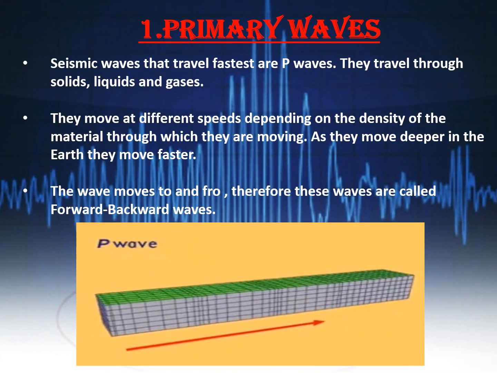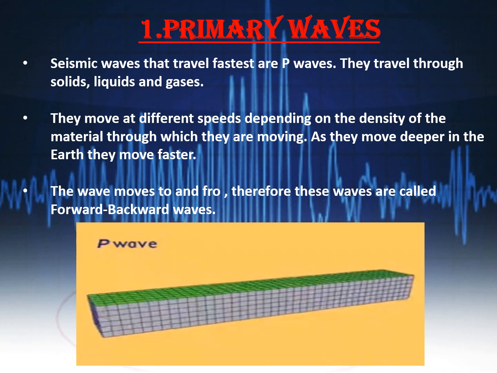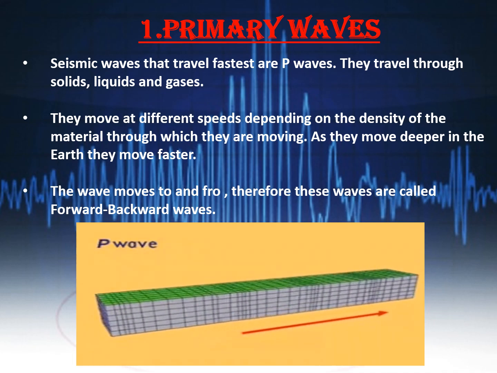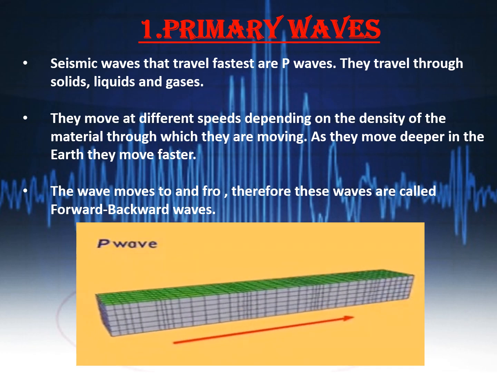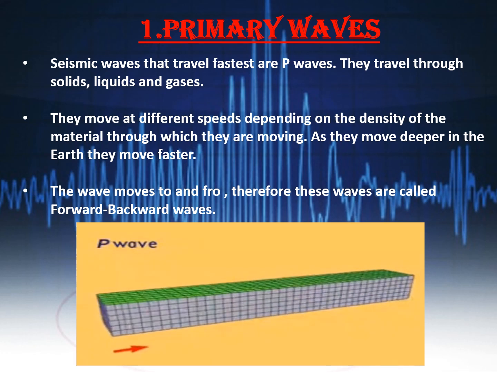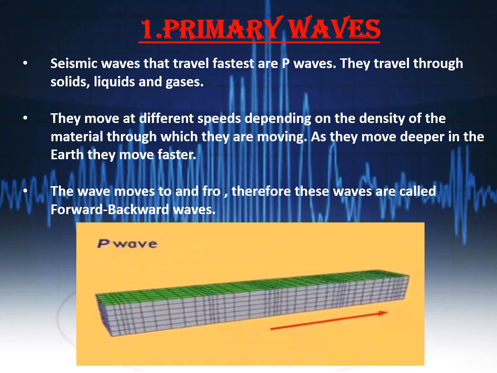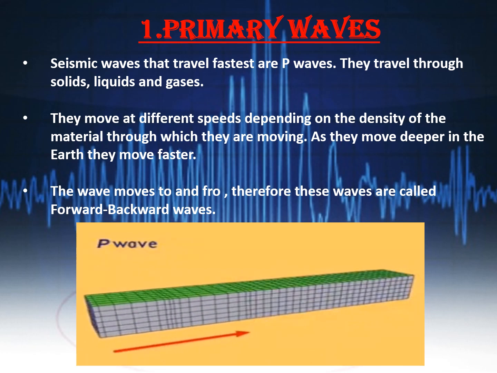Primary waves, this is the first one. These are the first ones to reach the surface of the earth after the energy is emitted in the earth's interior. They travel at a very fast speed from the focus of the earthquake. The wave moves to and fro, therefore, these waves are also called forward and backward waves.